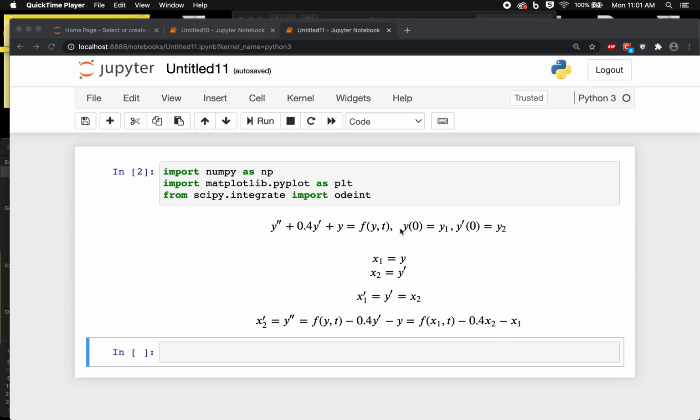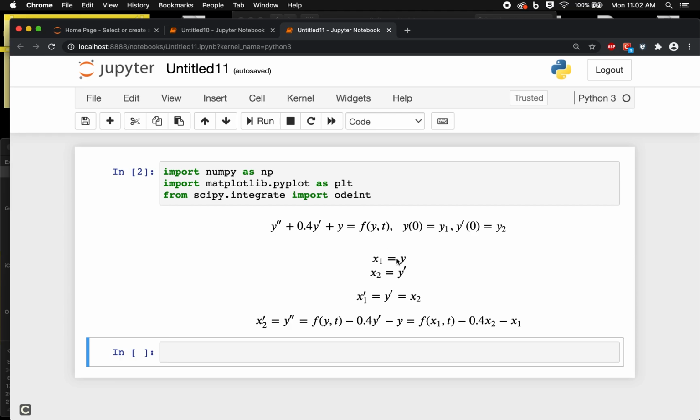So imagine we're trying to solve this differential equation right here. y double prime, so what I mean by that, I'm just doing simpler than this, is d²y/dt², plus 0.4 dy/dt, plus y, is equal to some arbitrary function f of y comma t. So this is a second order equation because we have a double derivative on the y term. Since it's a second order differential equation, we will also require two initial conditions, one for y and another for y prime, or dy/dt, at t equals 0. So these are our two initial conditions for the second order differential equation.